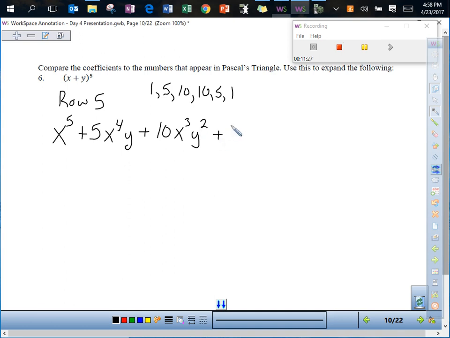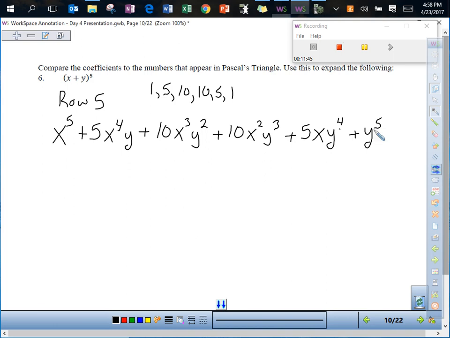My next term will contain a 10. My x term will be squared. My y term will be cubed. My next term will be a 5. My x will be to the 1st. My y will be to the 4th. Plus y to the 5th.